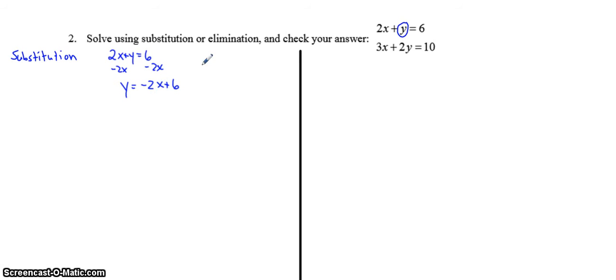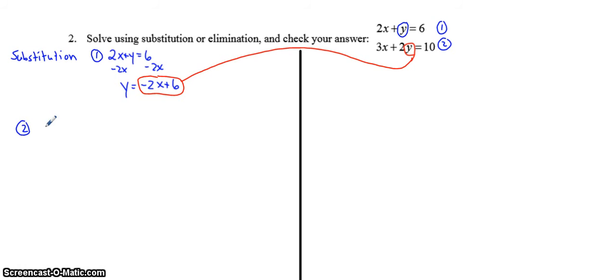Then what you're going to do is take that and substitute it into the y of the other equation. So instead of 2 times y, it's going to be 2 times -2x plus 6. So this was equation 1. Now we're going to take equation 2, and it's going to be 3x plus 2 times y, which is now -2x plus 6, and that equals 10.